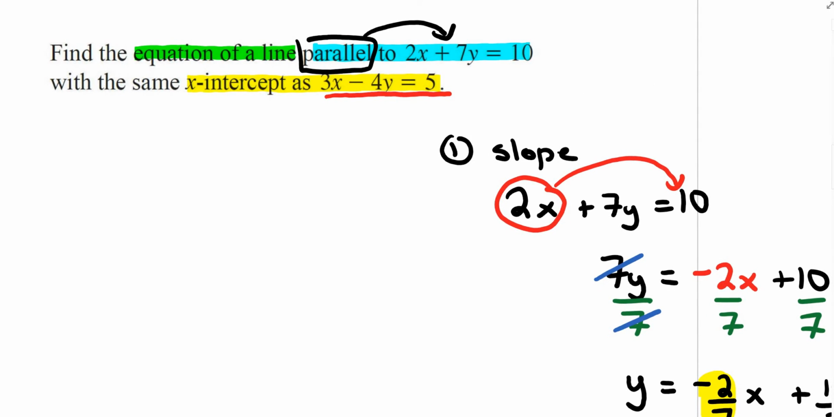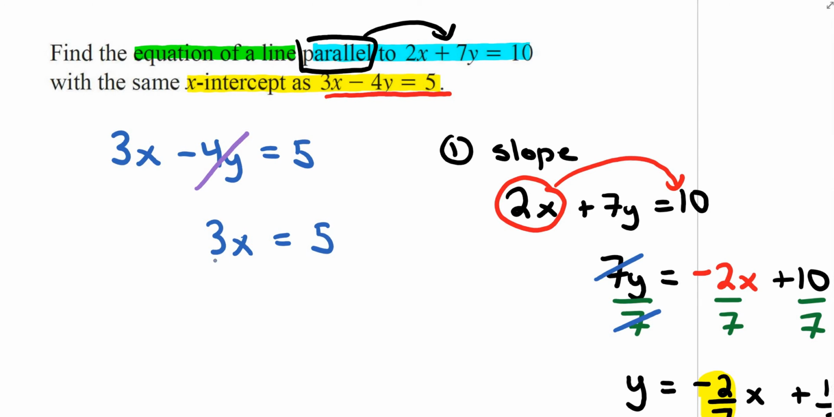Okay, let's go back to the original problem now, and the equation of the line must have the same x-intercept as 3x minus 4y equals 5. All right, now when you're dealing with an x-intercept, that means the y value goes to 0. All right, so 3x now equals 5, and then you divide both sides by 3. If you do that, the 3's cancel off, giving you x equals 5/3.